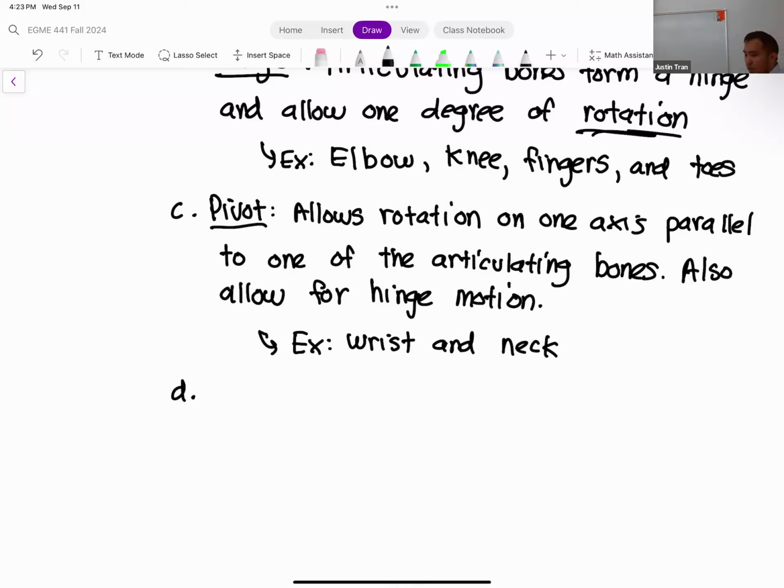All right, and the last one that we'll go over, there's different categorizations of this one, categorized based on how much motion they allow, but they're all relatively the same, which is called the ball and socket joint. In this case, the articulating bones have, I would say, one of them looks like a ball, so one of them is spherical in nature, and the other one forms a socket for that ball to rotate around.